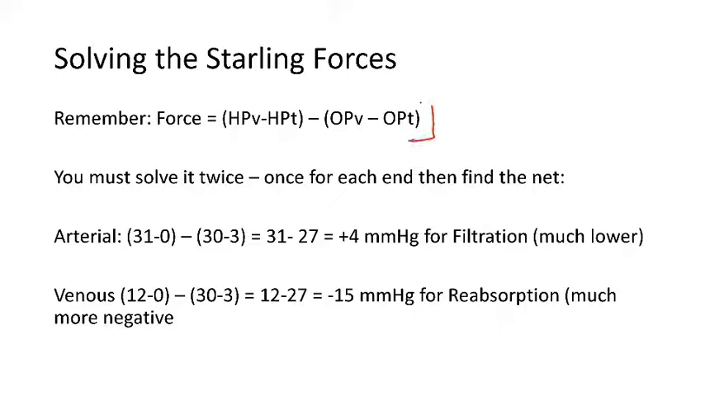So then when we solve it, here's the equation. And on the test, yes, this will be on the test because it's math, I will give you the equation. What I expect you to be able to do is solve it. But remember, you have to solve it twice. So the arterial end, remember your parentheses, was 31 minus 0 minus the 30 minus 3. And therefore, we had 31 minus 27. We still have some filtration, but 4 is much lower than 10. The venous end, we had the 12 minus the same. Remember, the oncotic pressure doesn't change. And we get minus 15, much more negative than the minus 10.